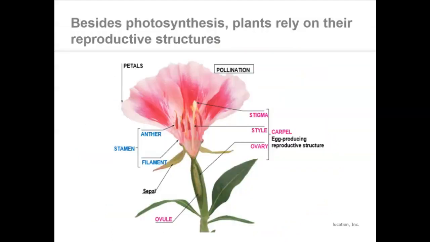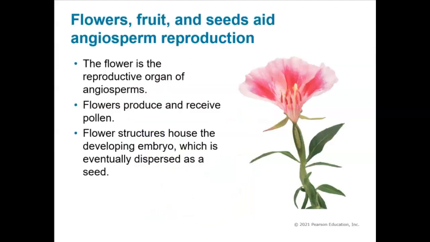Besides photosynthesis, plants also rely on their reproductive structures. So this just goes over some of the reproductive structures in a plant. Flowers, fruit, and seeds aid in angiosperm reproduction. So the flower is the reproductive organ of angiosperms, and the main function of a flower is to produce and receive pollen. Flower structures are also going to hold the developing embryo, which is eventually dispersed as a seed.